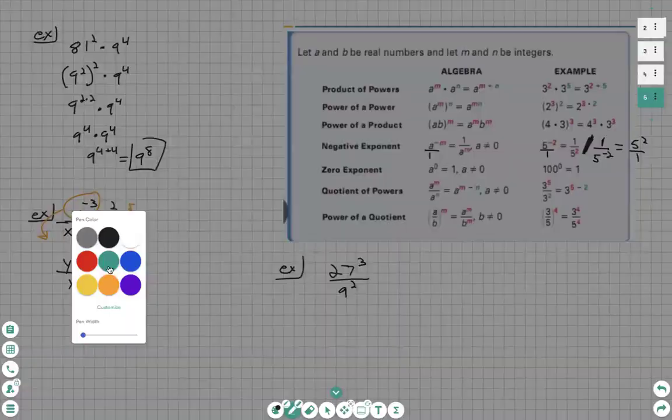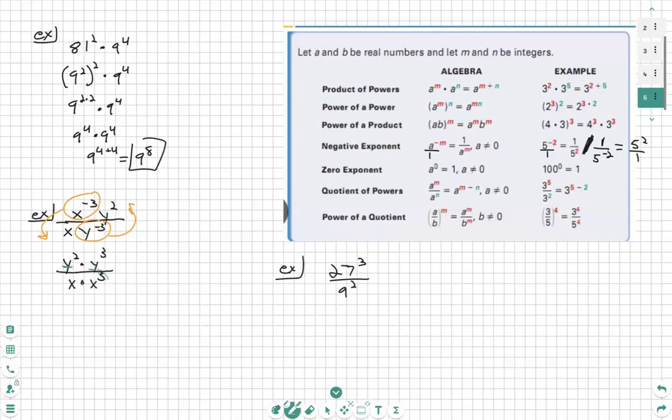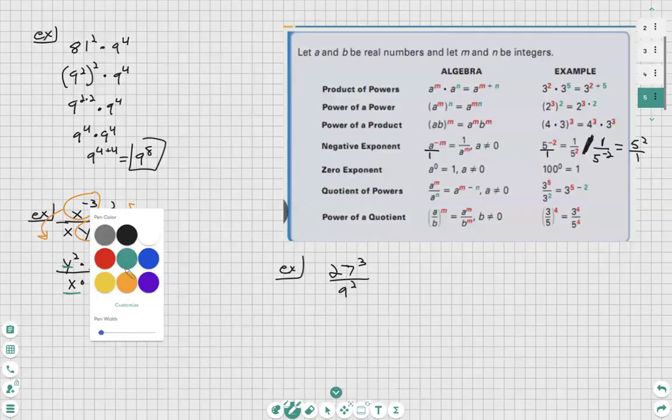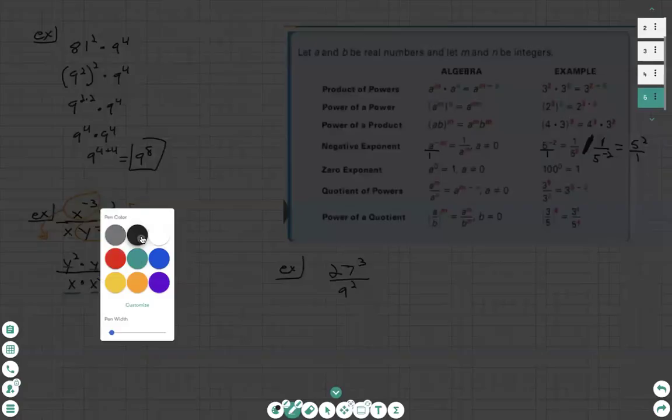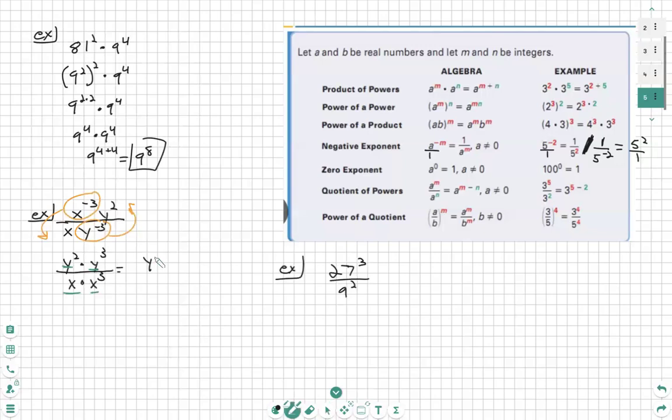Now we see, again, we have the same base and exponents. So therefore, we're going to add them, right? So 2 plus 3 all over x, 1 plus 3. Don't forget that there's an invisible 1 there, even though it's not written. And then our final answer is y to the 5 all over x to the 4 in this case.